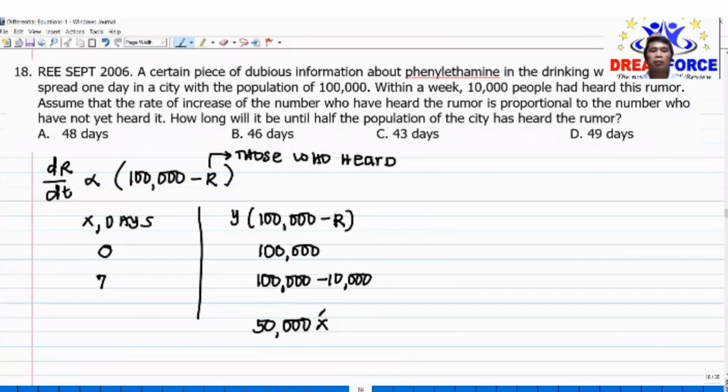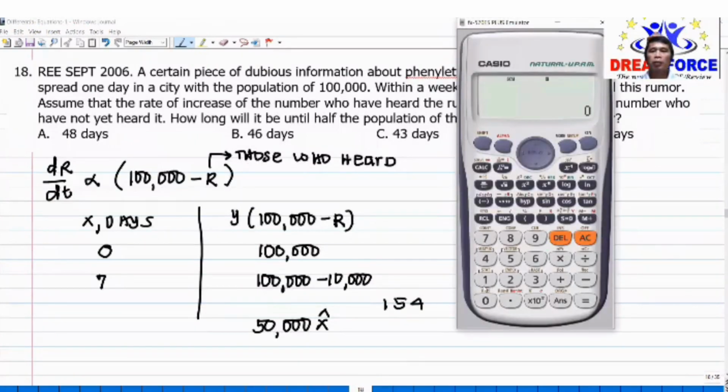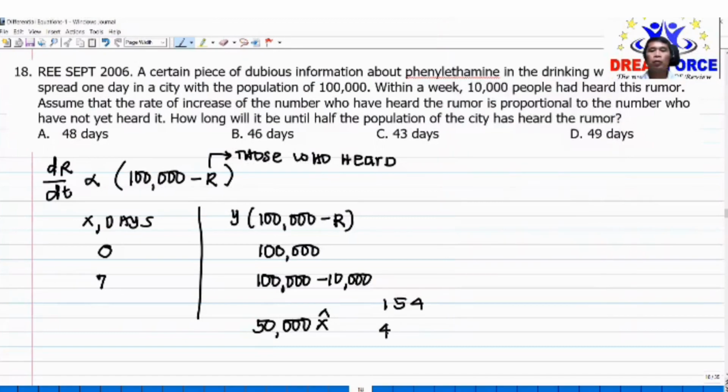Ito naman 154 yung ating gagamitin. 50 exponent 3, shift 154. So 46.052 or 46 days approximately. So letter B. That is 18.